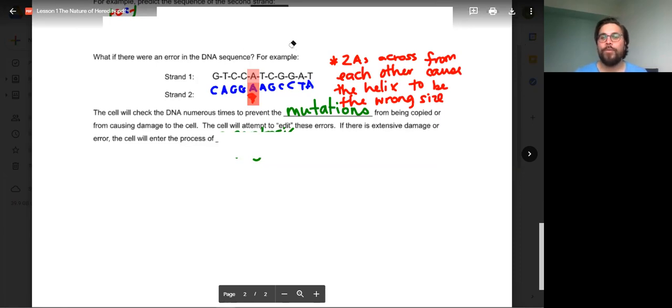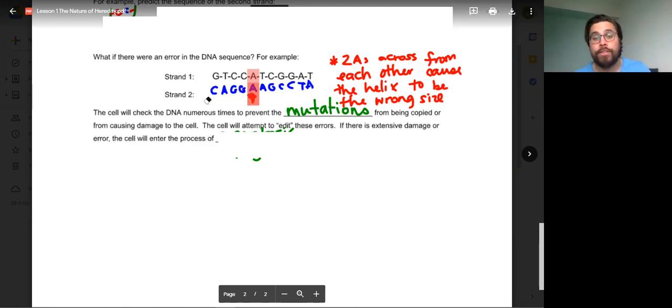So, with regards to those mutations, again, your skin cells replicate one time fully in the course of a month. Hundreds of billions of cells have to replicate themselves. Hundreds of billions of DNA nucleotides need to be copied. So once in a while, it's not a perfect mechanism, but once in a while it makes a mistake. And the cell will attempt to fix these errors.